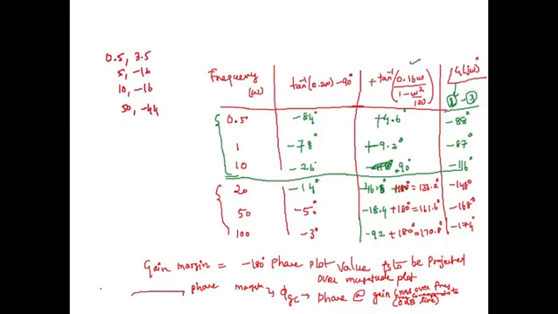After that, what you have to do? If you want to find out phase margin, you have to add: gamma equal to 180 degree plus phi gc. So this is the thing you have to use for finding phase margin, right? So now we'll go to this problem.